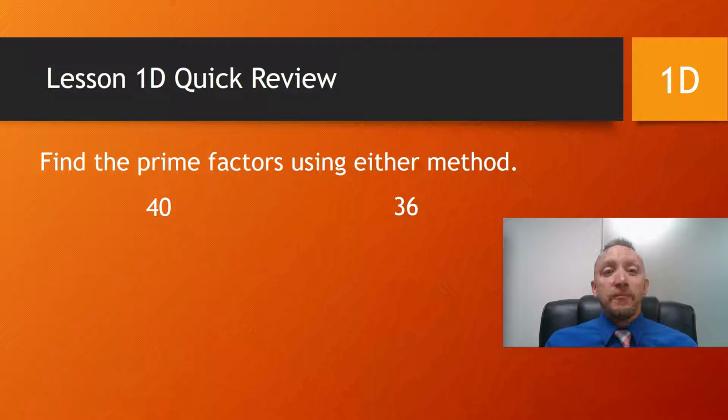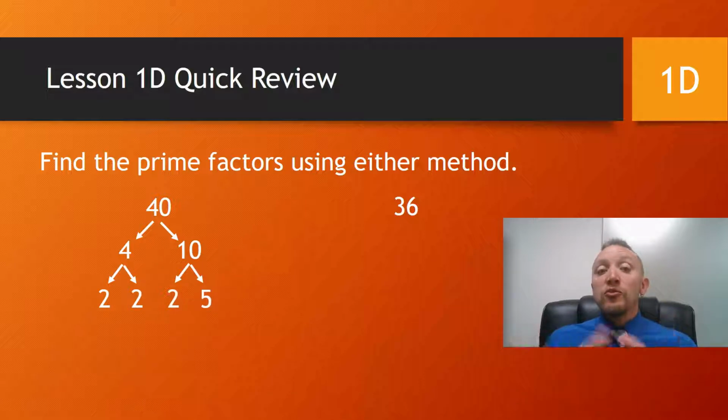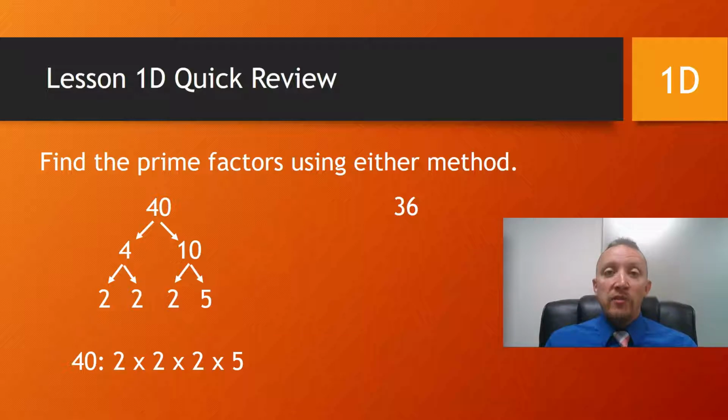All right, let's see how you did. With 40, I did this one using the tree diagram. Again, there's a lot of ways you can start this one out. So yours may not look exactly like mine right now, but the end result is what's important. You might have used 2 and 20, you might have used 4 and 10, you might have used 5 and 8. I used 4 and 10, no particular reason. 4 breaks down to be 2 times 2. 10 breaks down to be 2 times 5. And those are all prime numbers. And so your answer would be 2 times 2 times 2 times 5.